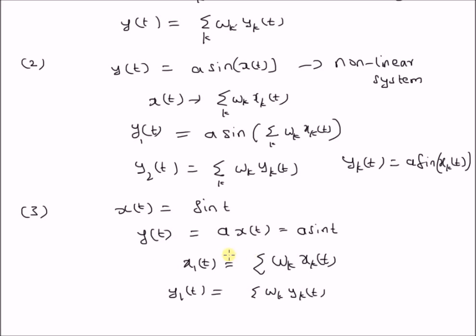That means this system is a linear system, even though the function or the structure of x of t is non-linear. So the key point for a linear system is the relationship between the input and the output. If the relation is linear, then the system is linear, and it does not depend on the actual structure of the input x of t.